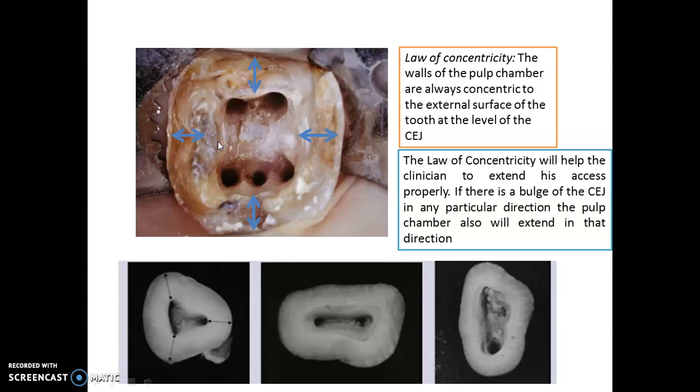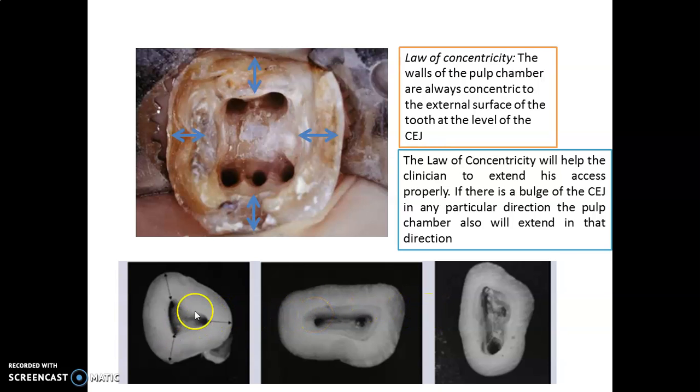Then the law of concentricity. It means what? The wall of the pulp chamber always follows the external surface of the tooth at the level of the CEJ. And you can see even here the pulp chamber is at equidistance from the dentin. This arrow indicates the equal thickness of the dentin. So as you can see in this diagram, which indicates the law of concentricity.